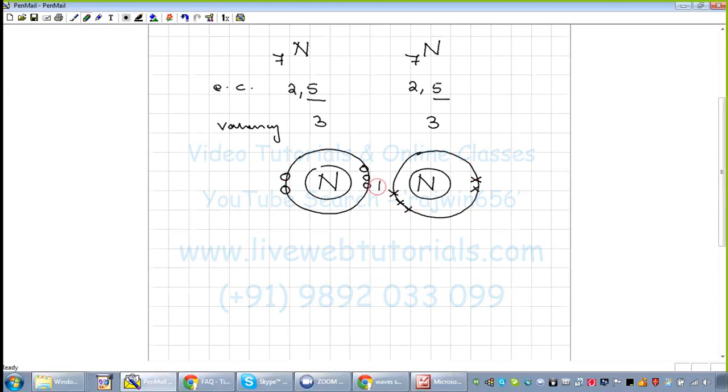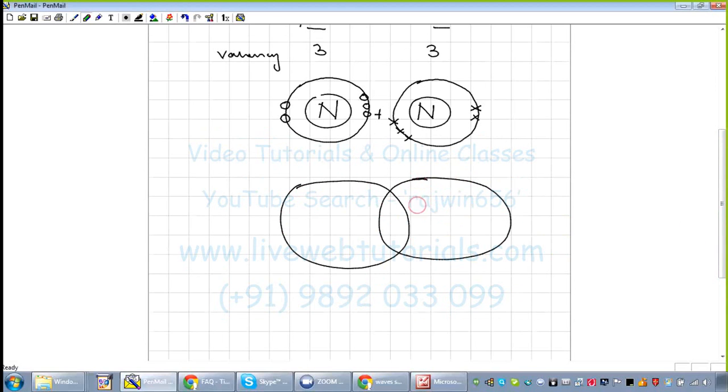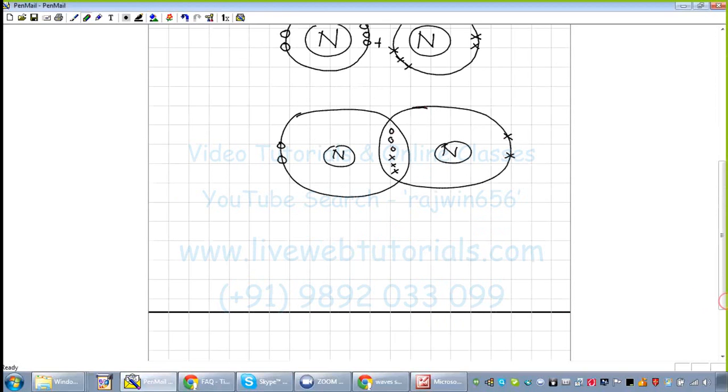When both of these nitrogen atoms combine together, I show the overlap of orbits. All right. Now here 6 electrons are being shared.